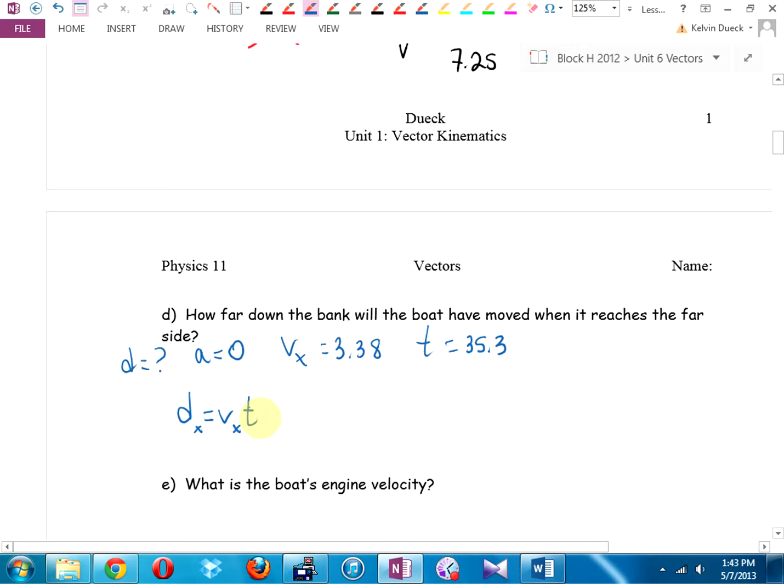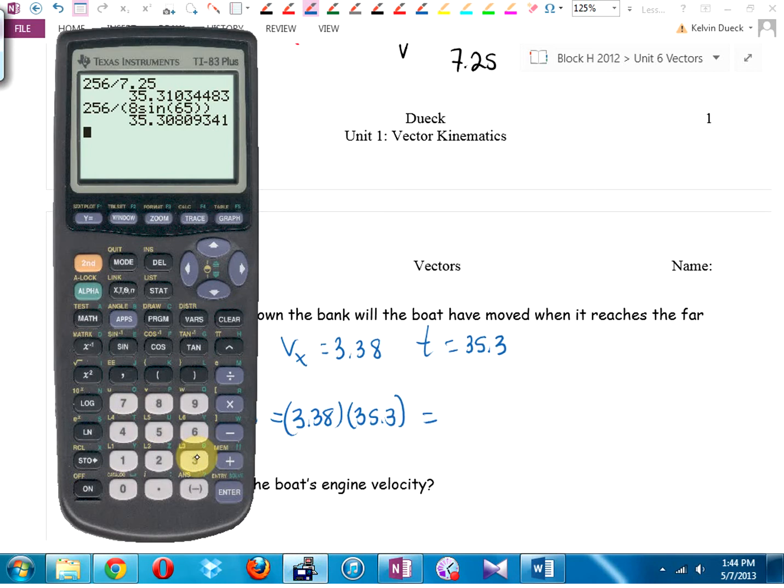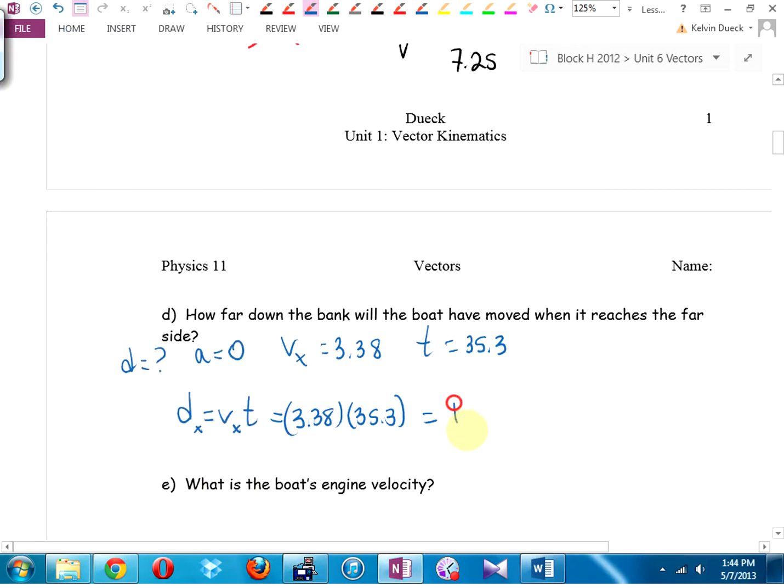Cole, what are they asking me to find here? Oh, and I already got the D by itself. This is going to be straight plug and chug. VX 3.38, T 35.3. How far down? You get 119.3? Chris says yes. Meters.